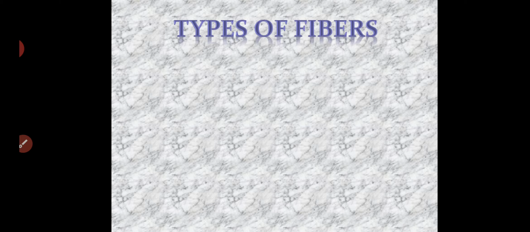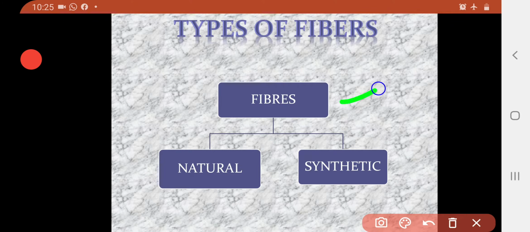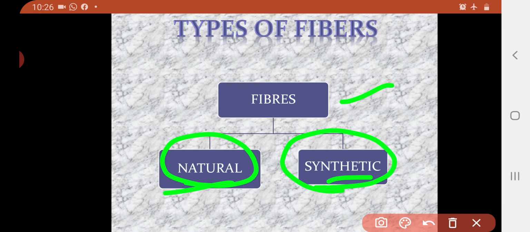So types of fibers, as we all are familiar, fibers are mainly two types. How many? Mainly two types. One is natural fiber, another one is synthetic fiber. Natural fibers, for example, are plant fibers and animal fibers. Synthetic fibers are those which we can prepare in industries.